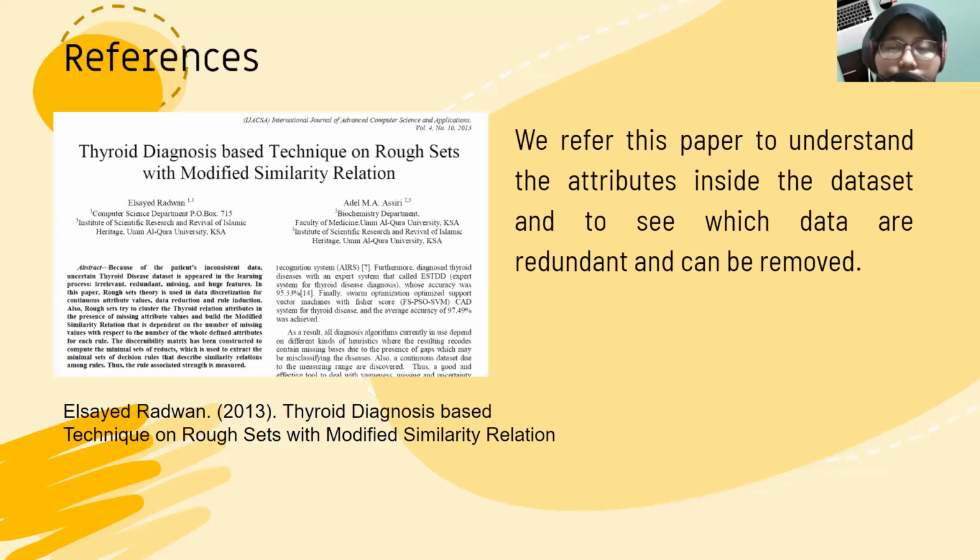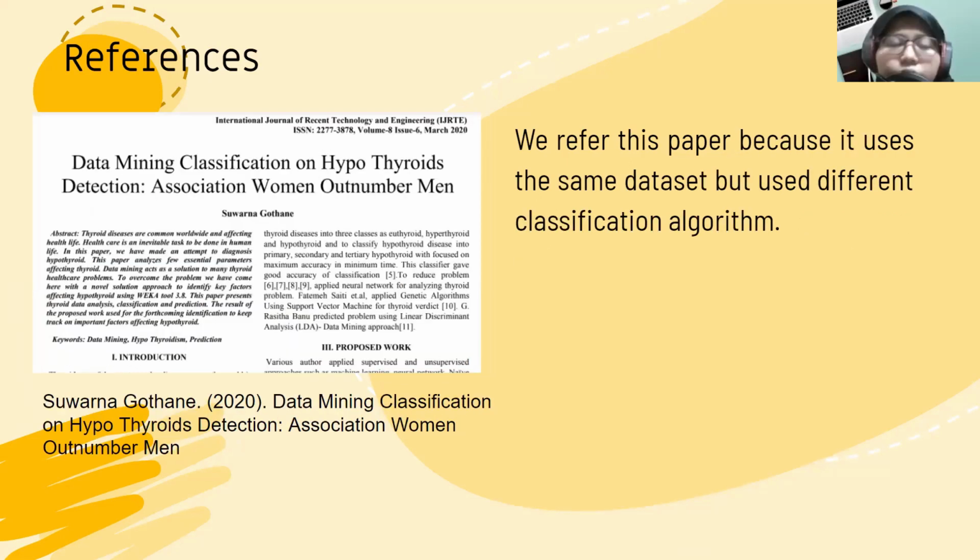Alright, let's move on to our references. We have multiple references that we have included. Okay, the main reference would be Thyroid Diagnosis Based Technique on Rough Sets with Modified Similarity Relation by Al Said Radwan, 2013. Next, we have Data Mining Classification on Hypothyroid Detection by Suwarna Gothane, 2020.